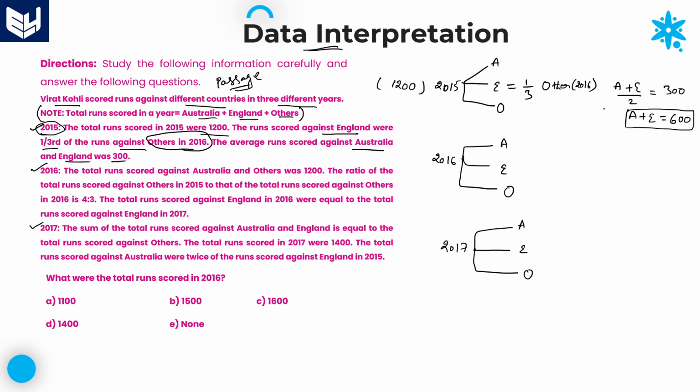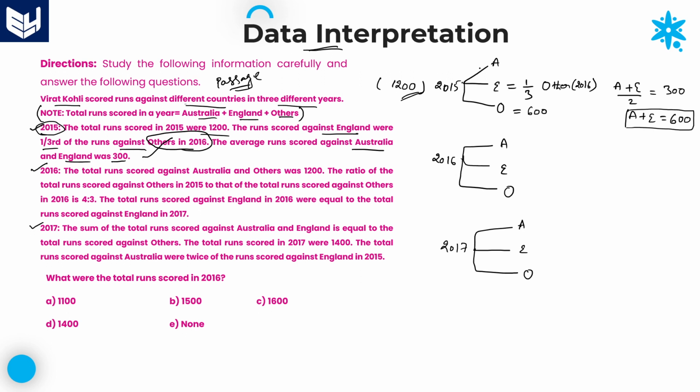Why? Because based on this summation, it is very easy to get the number of runs scored against other countries. The total runs scored in 2015 is 1200. As we know, Australia plus England is equal to 600. So the remaining 600 runs were scored against other countries only. So other countries 600 and Australia plus England together 600, total 1200, that satisfies the condition. So the 2015 information is completed.